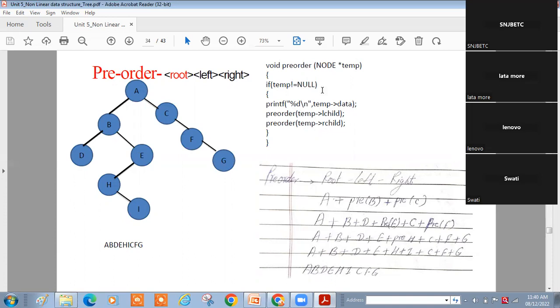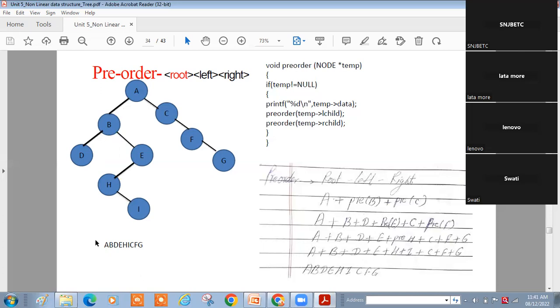Temp means it is a storing node. At node we have stored these values. Data means your root node value. L child means you have stored the value in the temporary pointer on the left hand side, and likewise for the right hand side. You can observe this diagram. By observing it, you can say your root element is A, then you go for pre-order of B, then pre-order of C. In pre-order of B, it will again move to D, and then pre-order of E. This representation I have already explained.